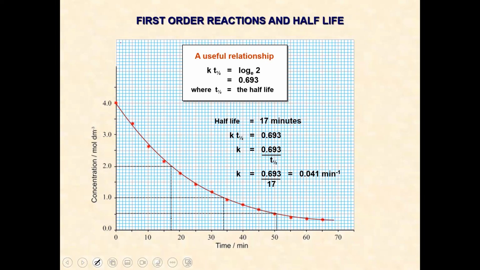Now look at this calculation. ln2 is 0.693. You can see on the graph, I'm taking 17 minutes from the graph, which is the half-life, and putting it here. So this calculation is based upon the graph you can see here.